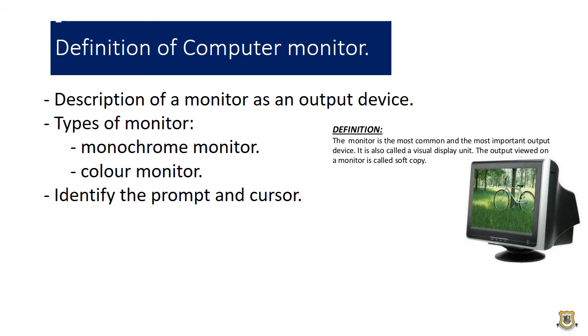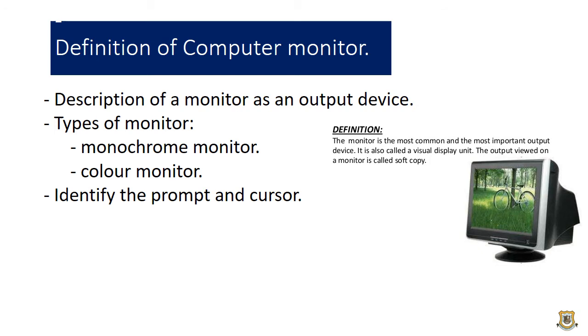Yes, we now want to look at another topic in our JSS 1 second term topics. That's the description of the computer monitor. You remember we said it is an output device, and the output of the monitor is regarded as a soft copy, because you can see it, but you cannot feel it, you cannot touch it. The types of monitor that we have are the monochrome monitor and the colored monitors.